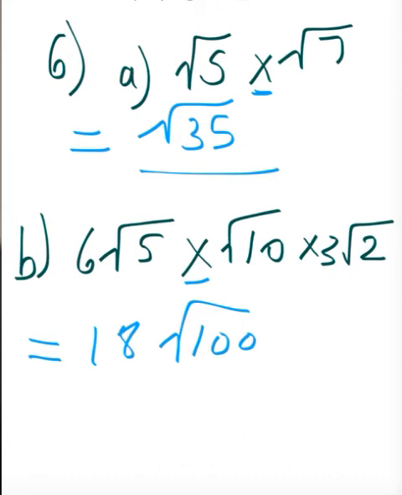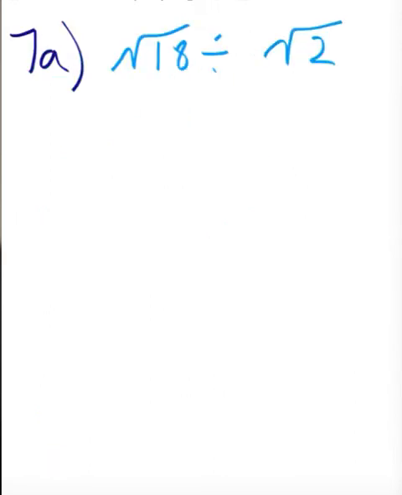Okay, so we're almost there, but I can see the square root of 100 is actually going to give me 10. It's a perfect square. Okay, 10 times 10 is 100. And then 18 times 10, just add the 0, gives me 180. And we're done.